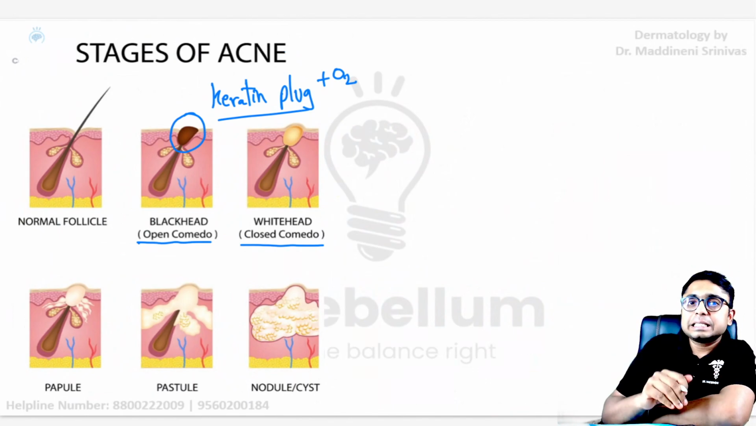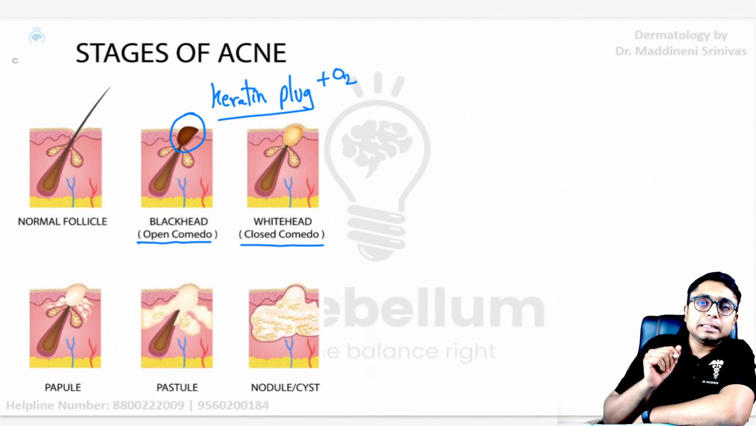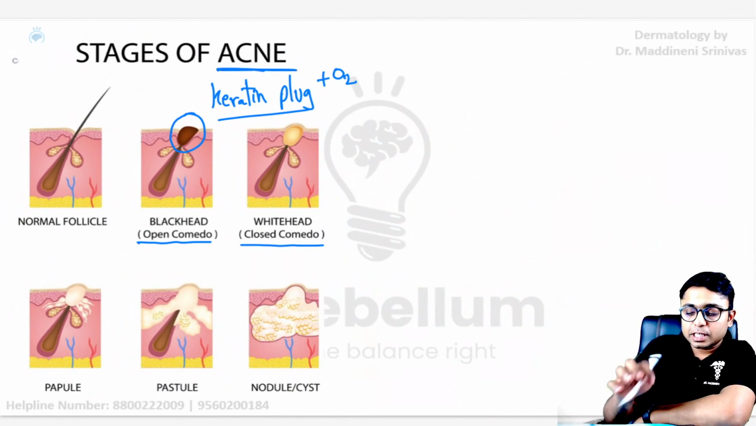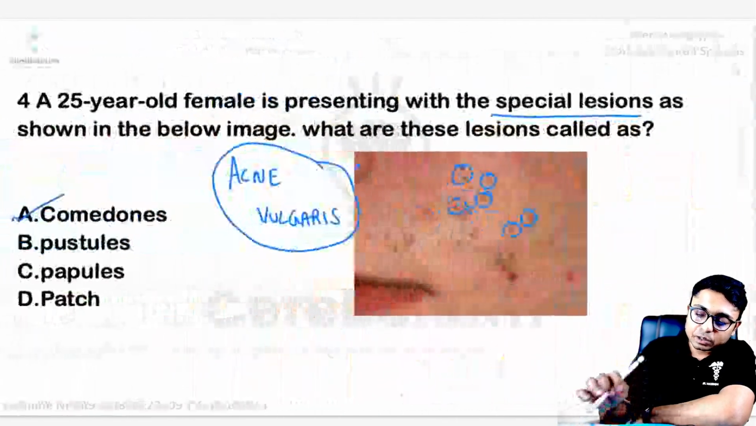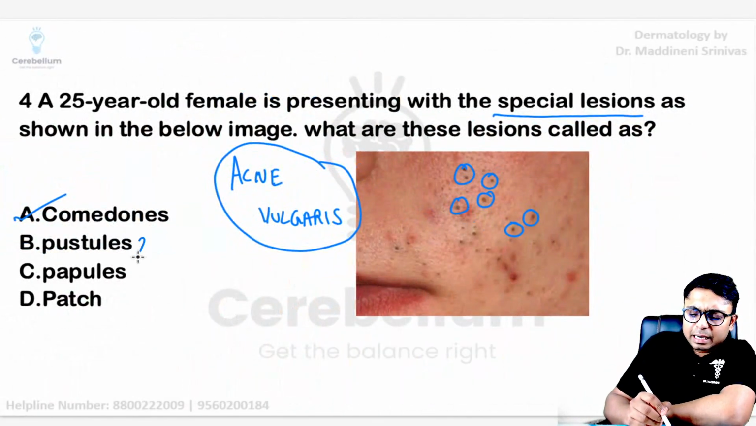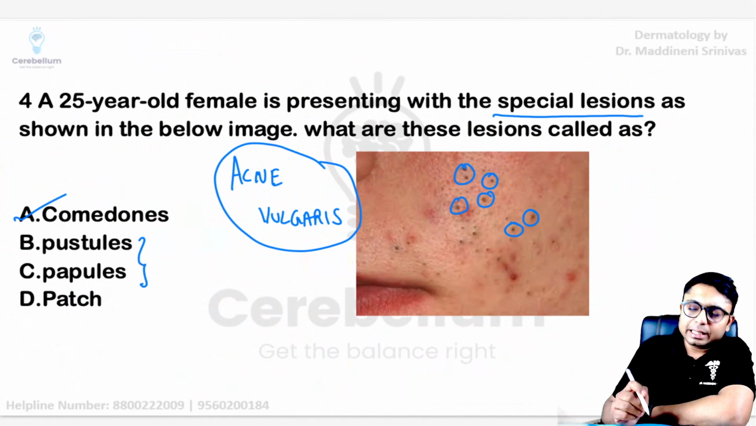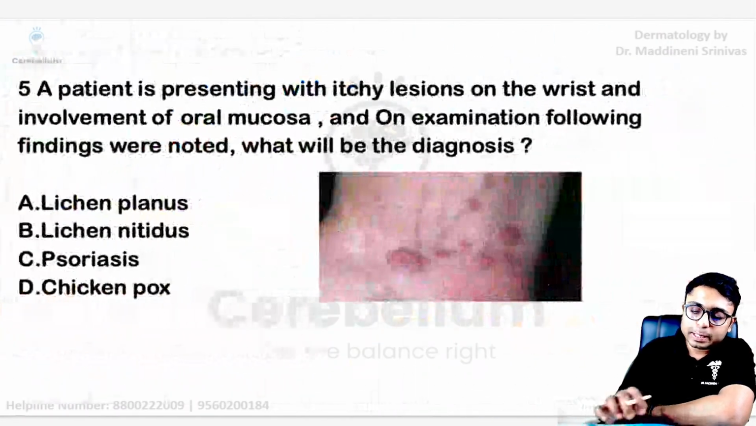So these comedones are the special lesions which can be seen in the cases of acne. The other lesions, pustules and papules, can also be seen in acne, but they are not a characteristic of acne. They can be seen in other conditions as well. So the answer is comedones here.